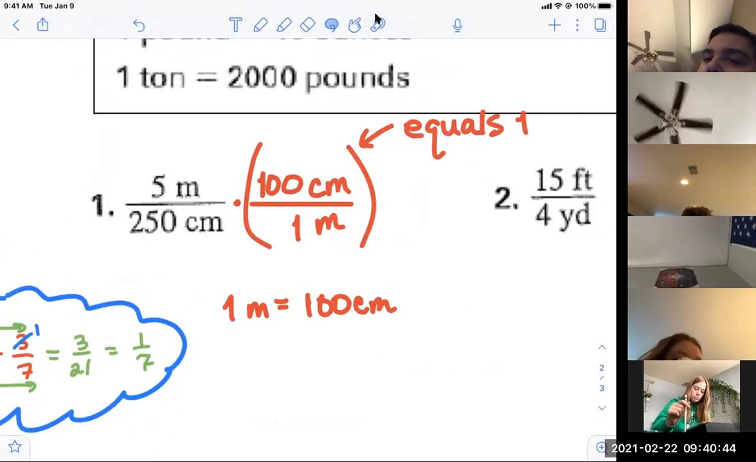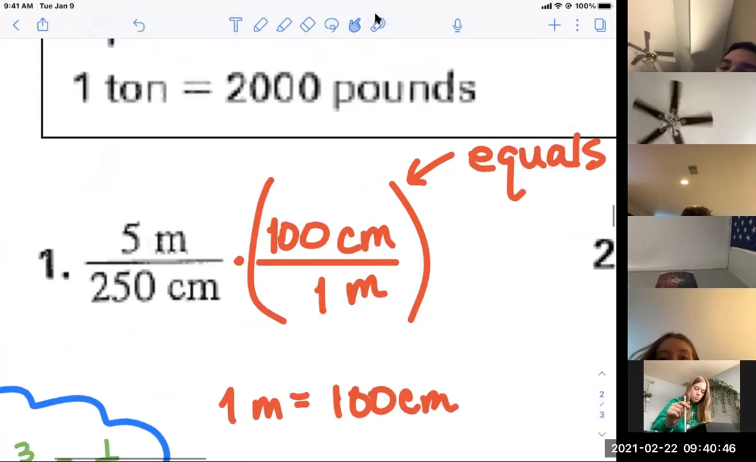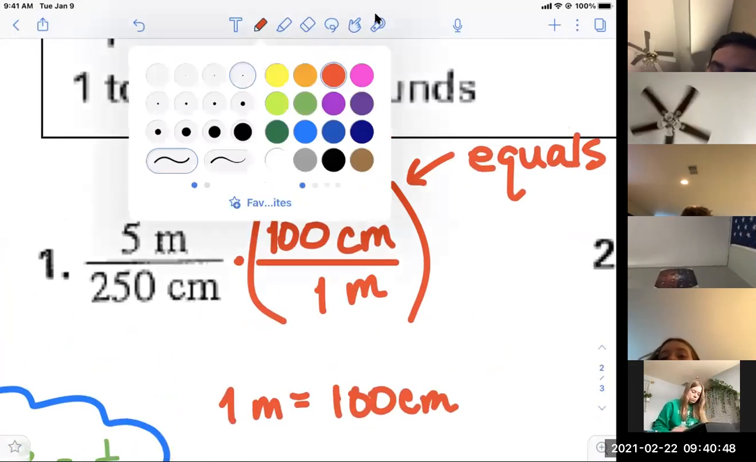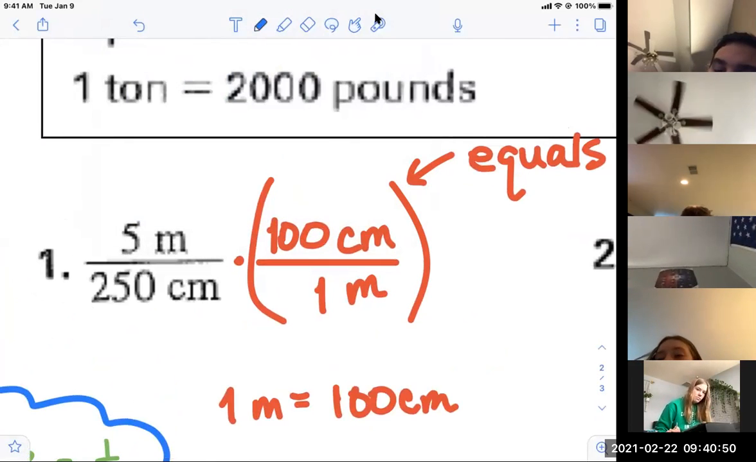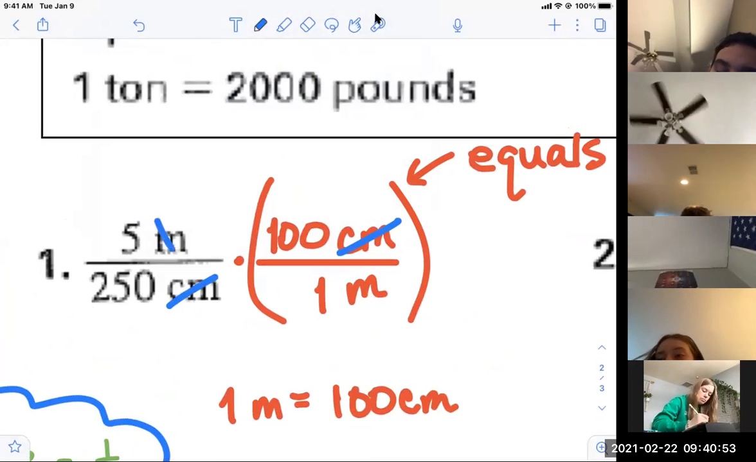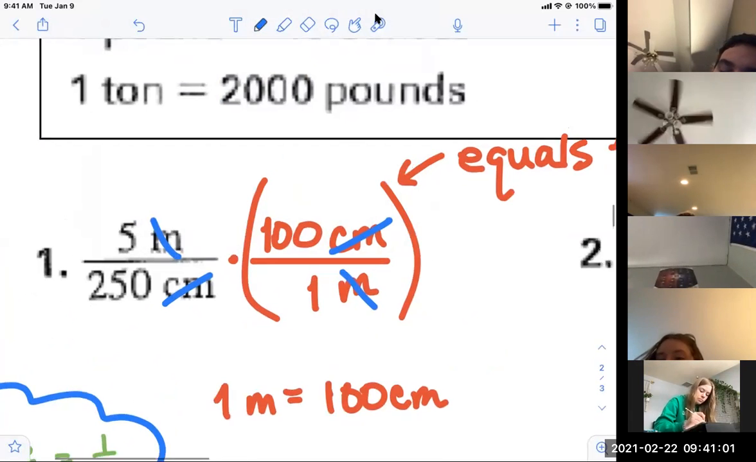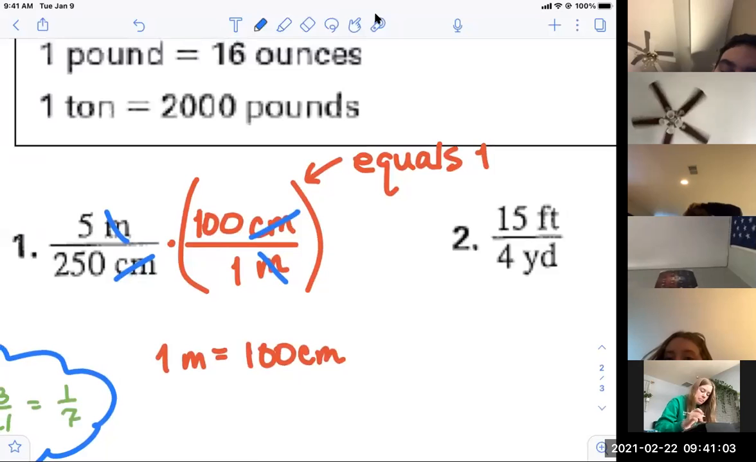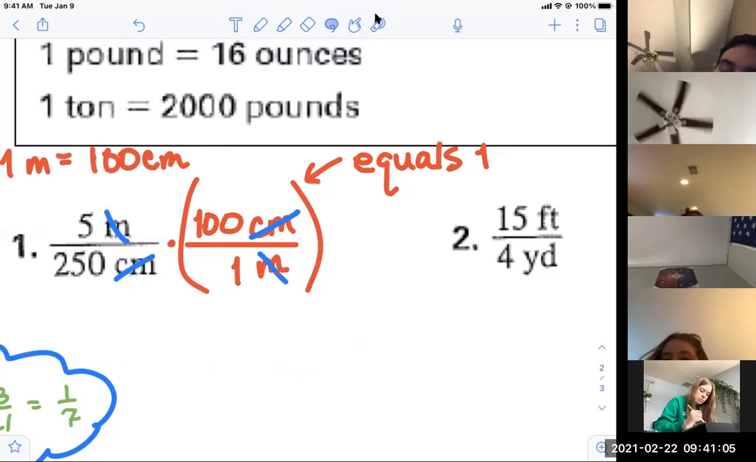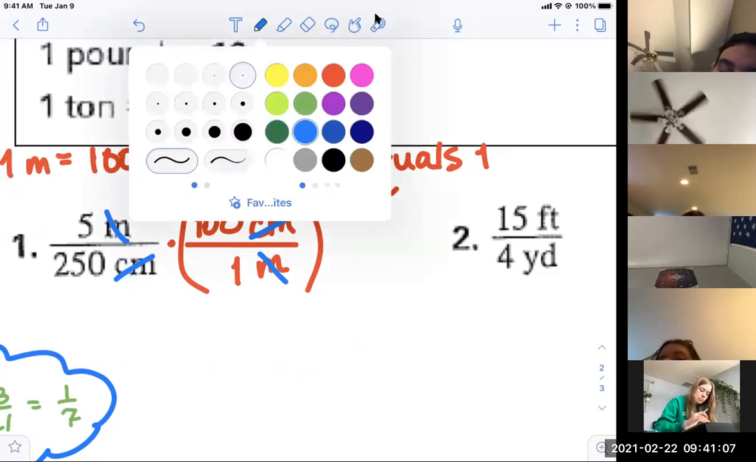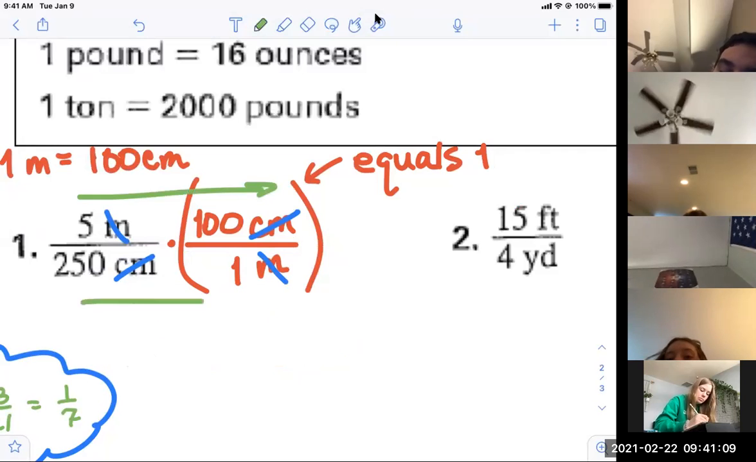Now, the purpose of putting centimeters on top and meters on the bottom is so that the units will cancel, right? This is like a 1 centimeter divided by a 1 centimeter and a 1 meter divided by a 1 meter. So the way you decide what you want on the top and what you want on the bottom is by looking at how it will cancel out the units. Okay, and then we're multiplying straight across. So just like on the fraction there, we're going straight across here.